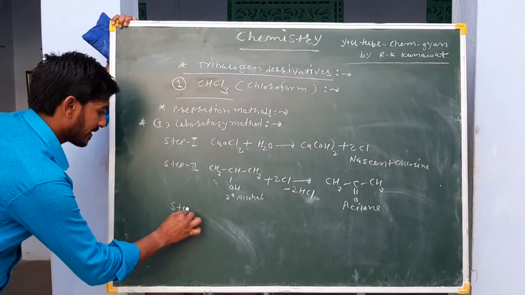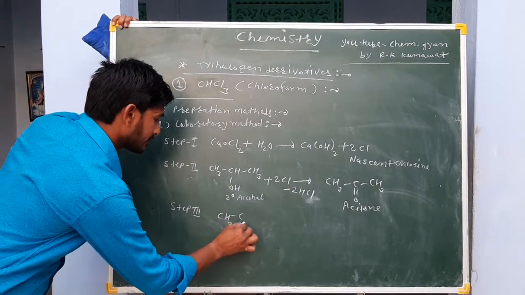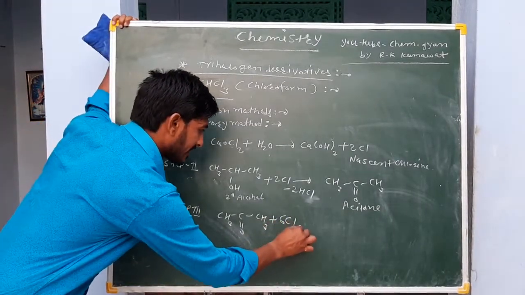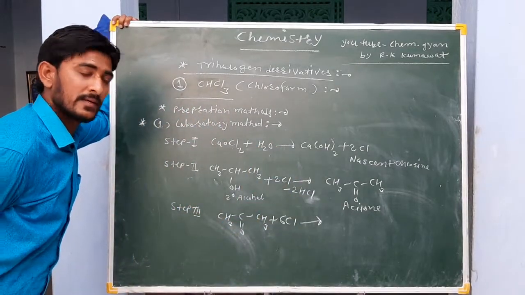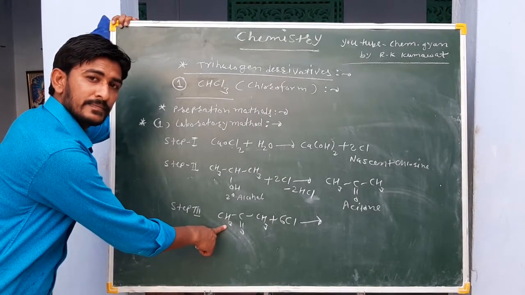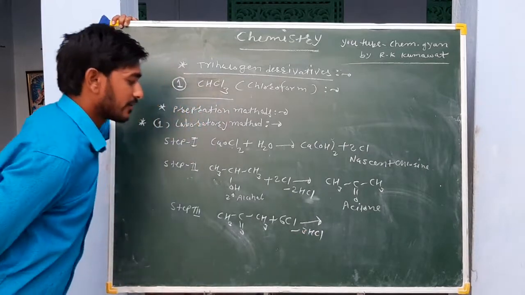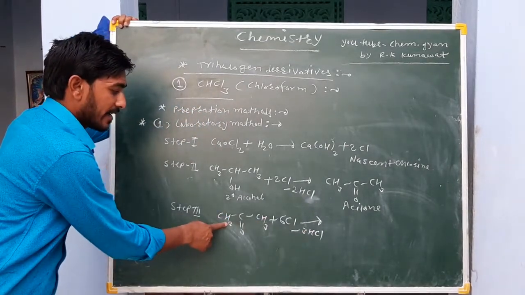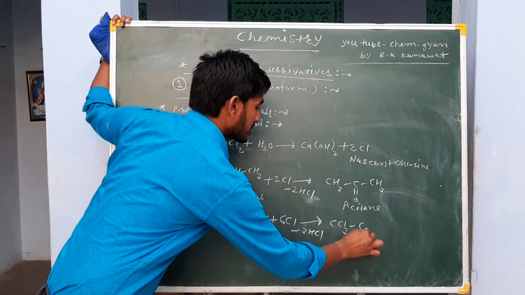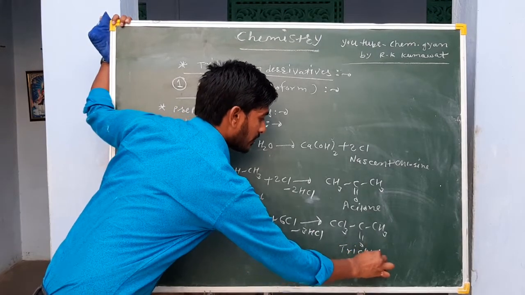Dear students, step third is: the acetone molecule is used in the third step and reacts with 6 nascent chlorine atoms. 3 chlorine atoms replace hydrogen atoms. 3 HCl molecules are removed, and 3 Cl atoms replace 3 hydrogen atoms, and the product formed is CCl3 CO CH3, which means trichloroacetone.